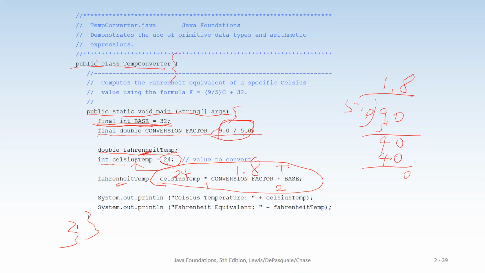And plus, what is base? 32. Yes. And so after you evaluate this, 24 multiplied by 1.8, and then add 32 to it, that is your Fahrenheit. And then you output this string concatenated with this int. This is int, right? Yes. And this string concatenated with this double.